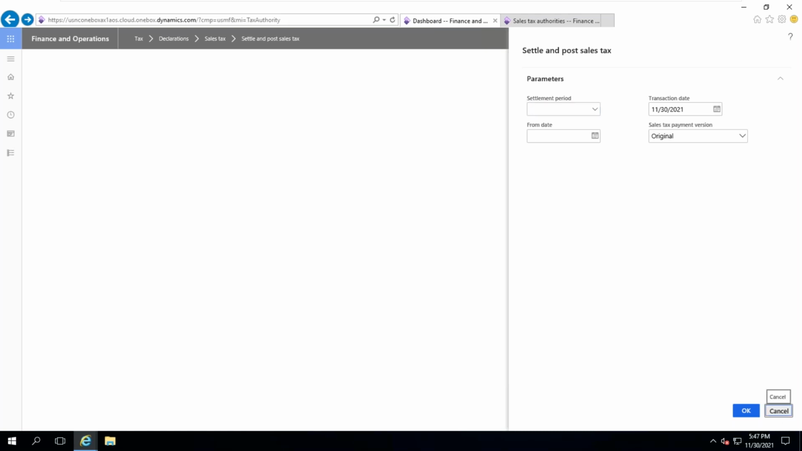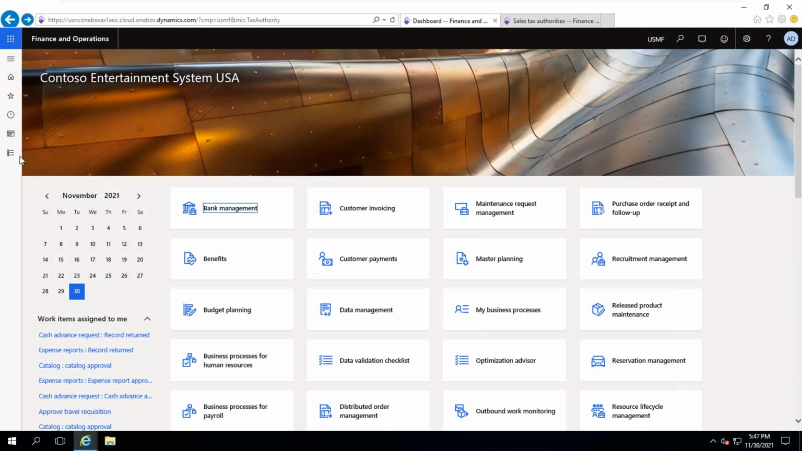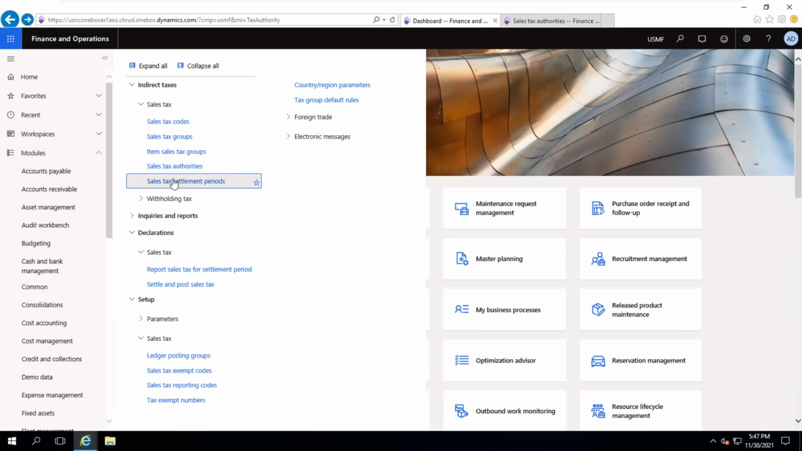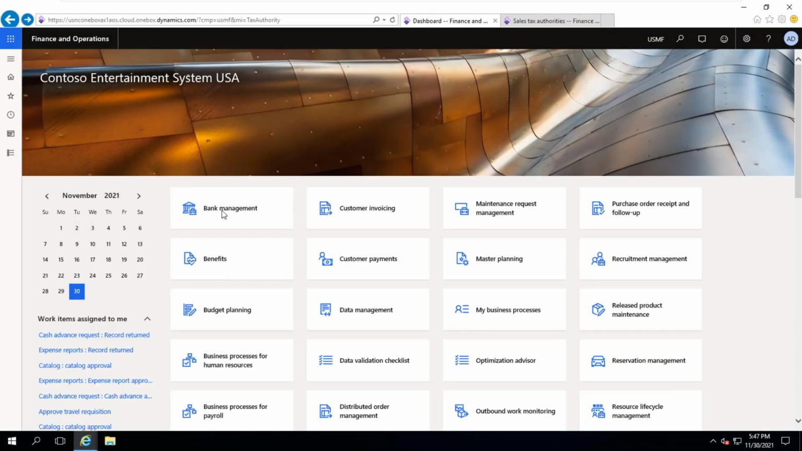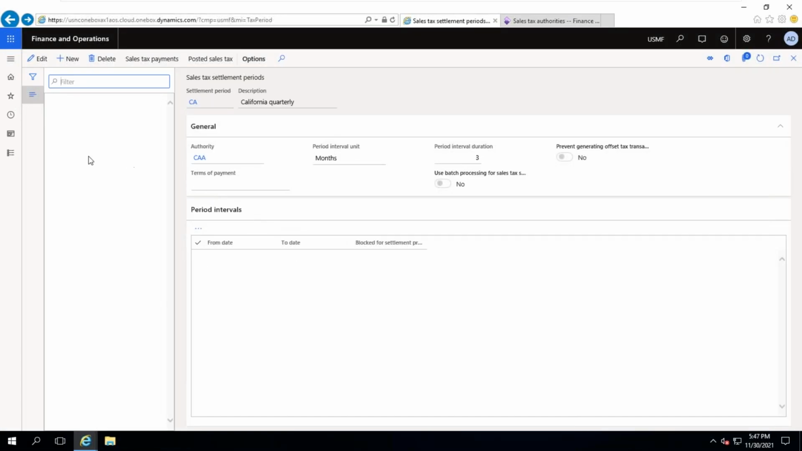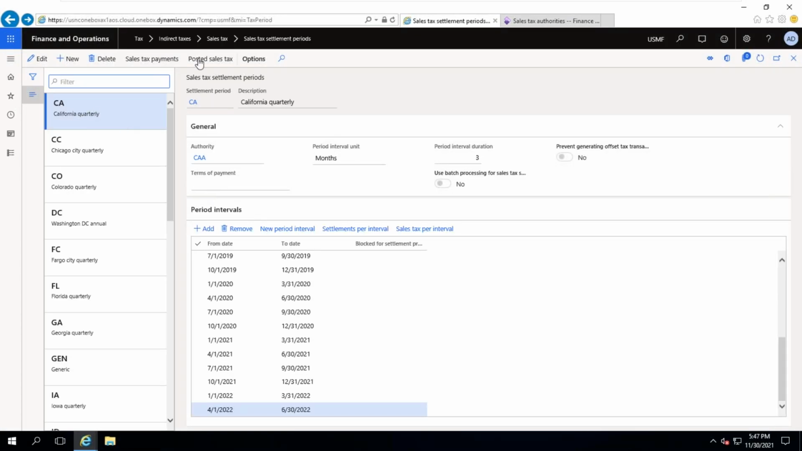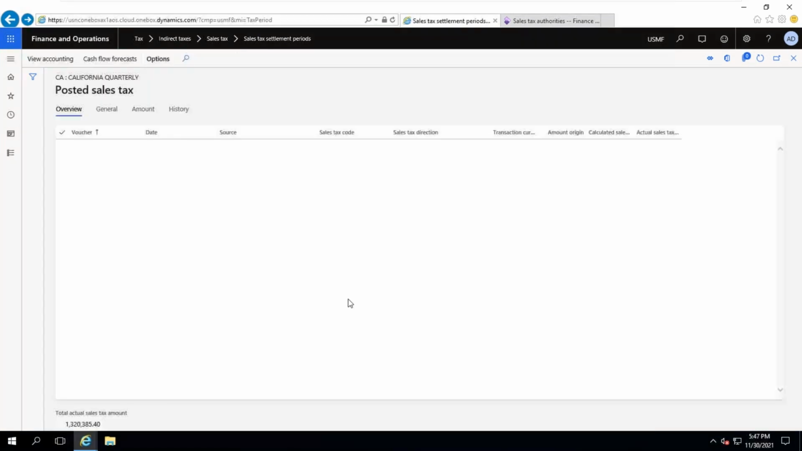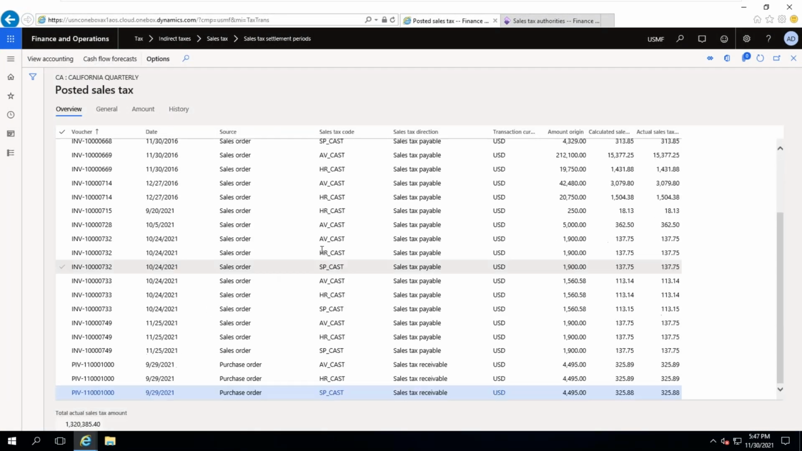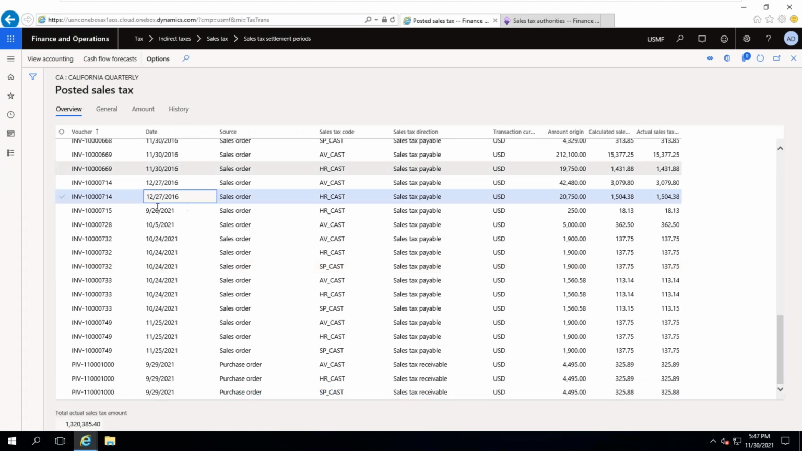The data you can see from here. If you go to sales tax settlement periods, whatever you have posted, you know the transactions. Am I right? For the California authority, suppose you have posted some sales taxes in the month of January. The already existing data will be available up to 2016 only. So you can post in January 2021, post some sales orders, post some purchase orders. You can try to post.